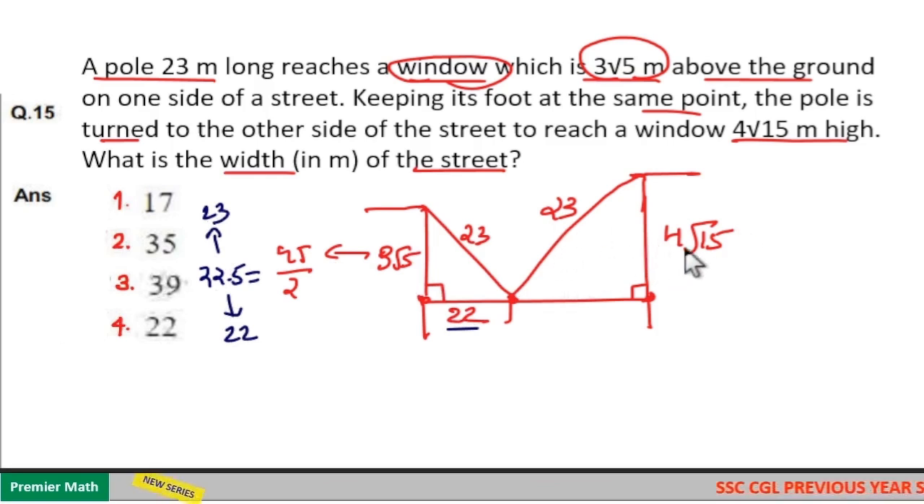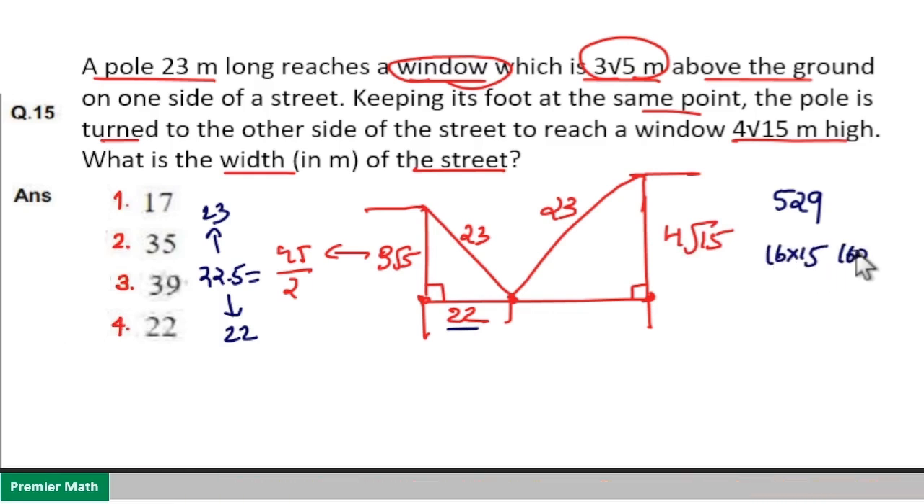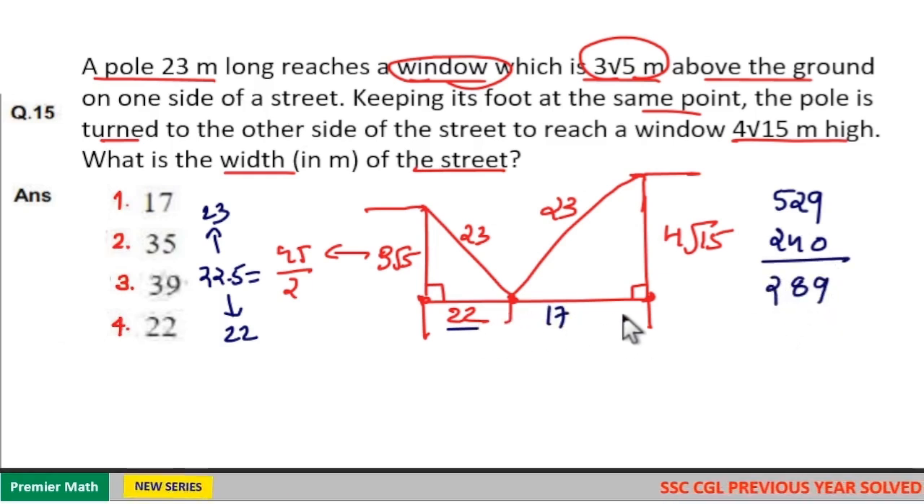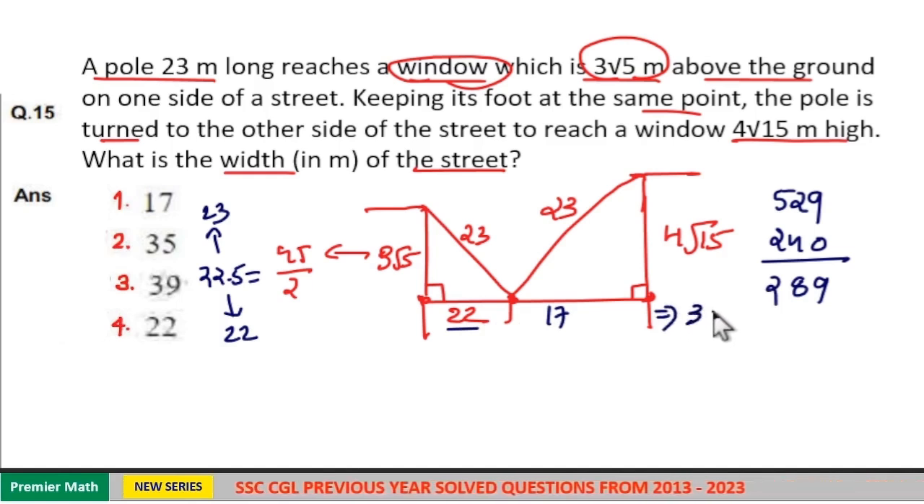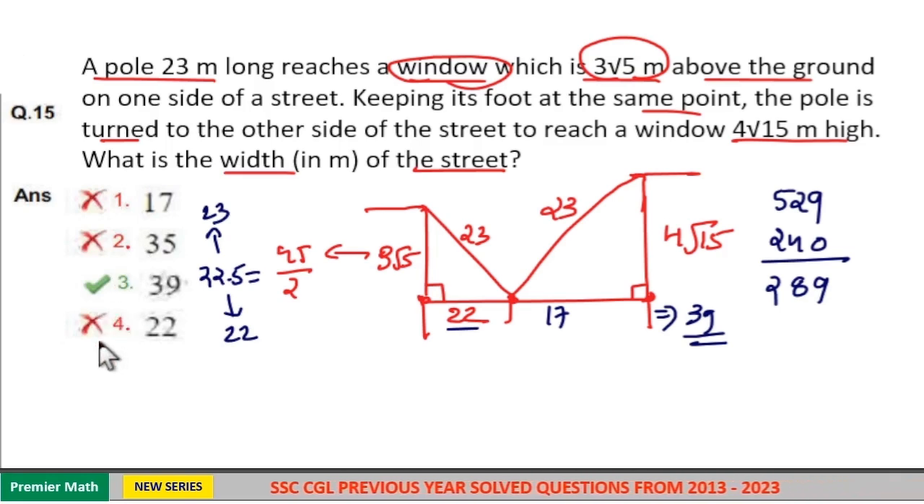Same way here, this is an even number and this is bigger. So 23 square is 529. And 4 root 15 square is 4 square, 16, root 15 square is 15, 16 into 15, 16 into 10, 160, 16 into 5, 80, so 240. So 529 minus 240 is equal to 289, which is 17 square. So 22 plus 17 is equal to 39. Option 3 is your answer. The width of the street is 39.